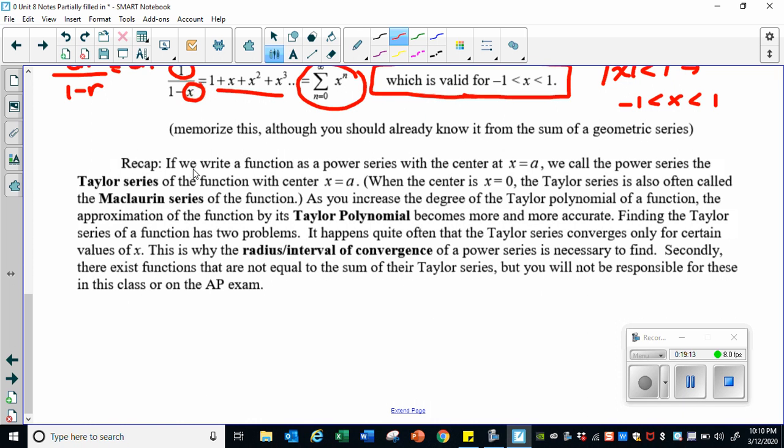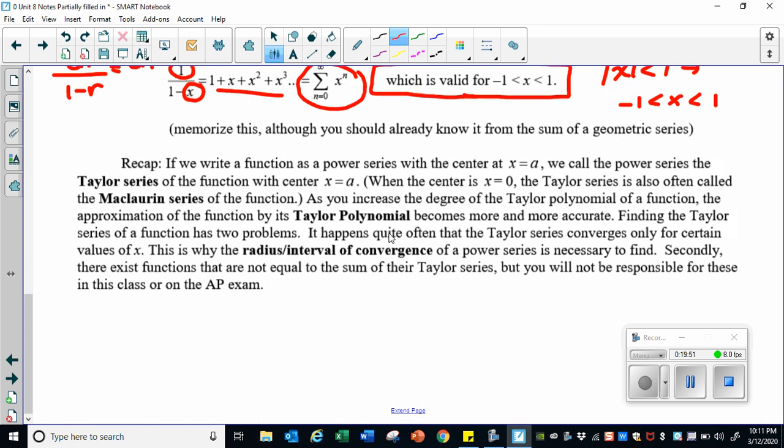Okay? So just to recap, if we write a function as a power series centered at x equals a, we call it a Taylor series with a center at x equals a. If the center is 0, we just usually call it a Maclaurin series, but you could also call it a Taylor series centered at 0. And you have to know both. As you increase the degree of a Taylor polynomial, the approximation of the function becomes more accurate. So basically, the more terms you use, the higher the degree of the polynomial, usually the better your polynomial is at approximating the function.